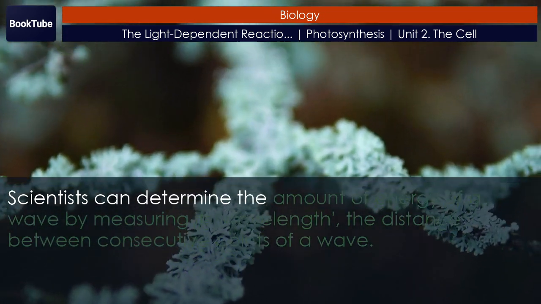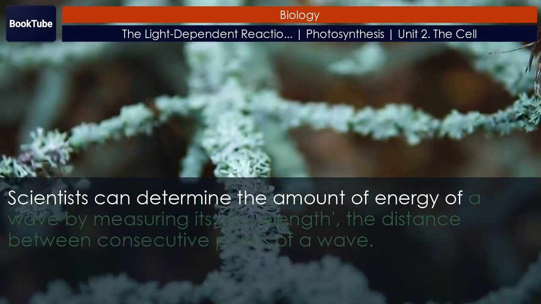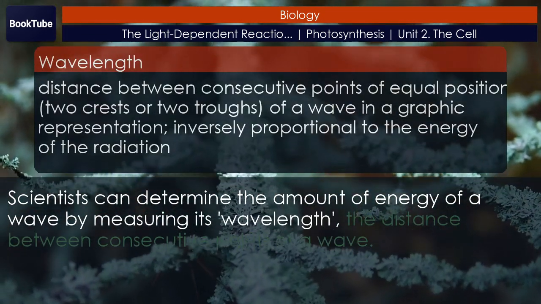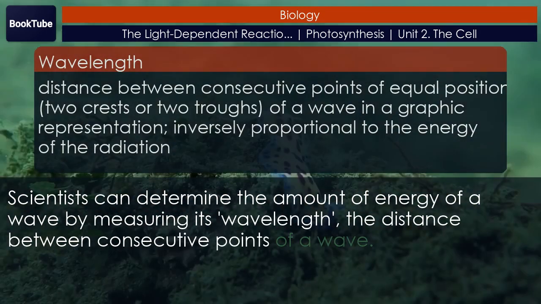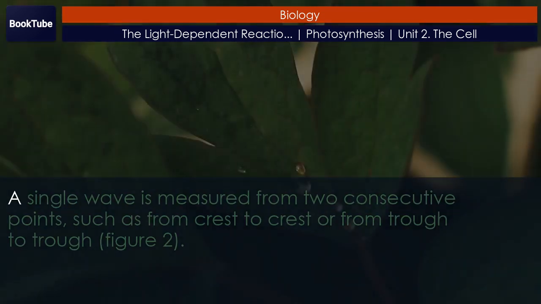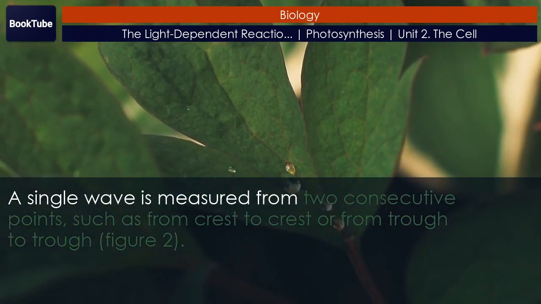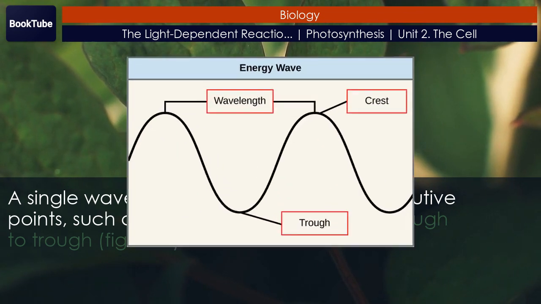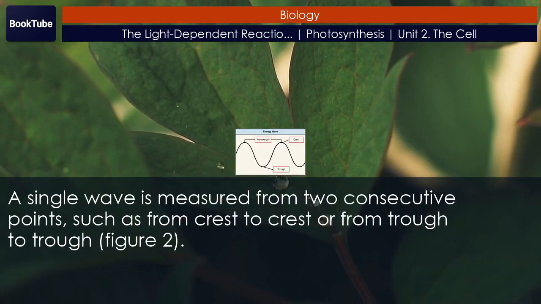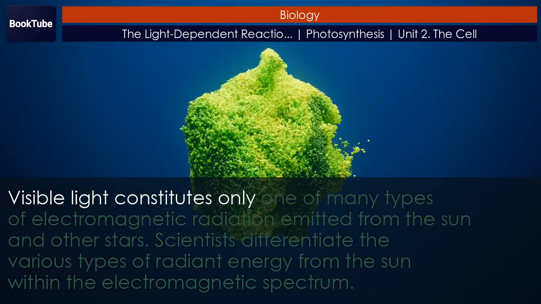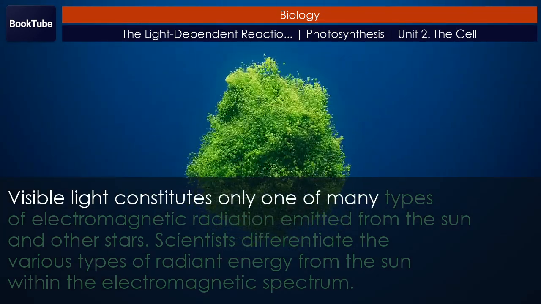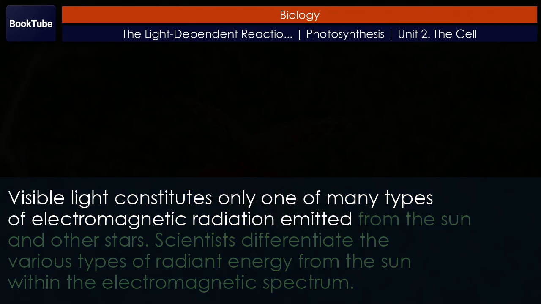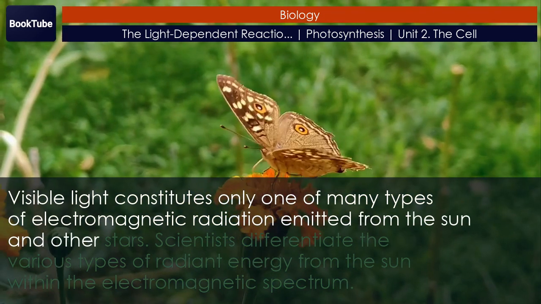Scientists can determine the amount of energy of a wave by measuring its wavelength, the distance between consecutive points of a wave. A single wave is measured from two consecutive points, such as from crest to crest or from trough to trough. Figure 2. Visible light constitutes only one of many types of electromagnetic radiation emitted from the sun and other stars.